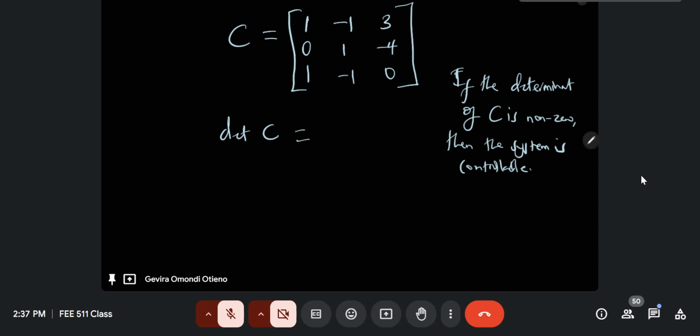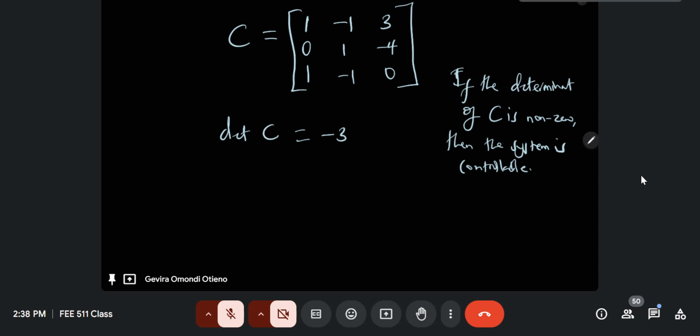Again, because it's a 3 by 3 matrix, you can do it the long way. For me, I'll type it in and get the determinant. 1, minus 1, 3; 0, 1, minus 4; 1, minus 1, 0. Okay, so you'll find that the determinant comes to -3. You can check that later if it's true.